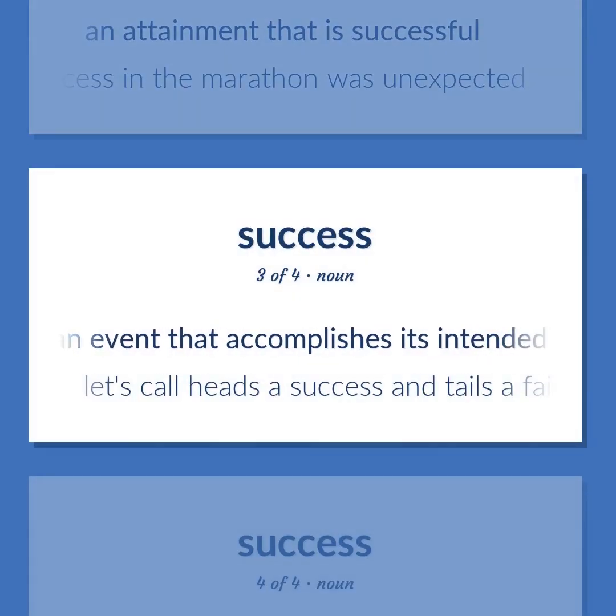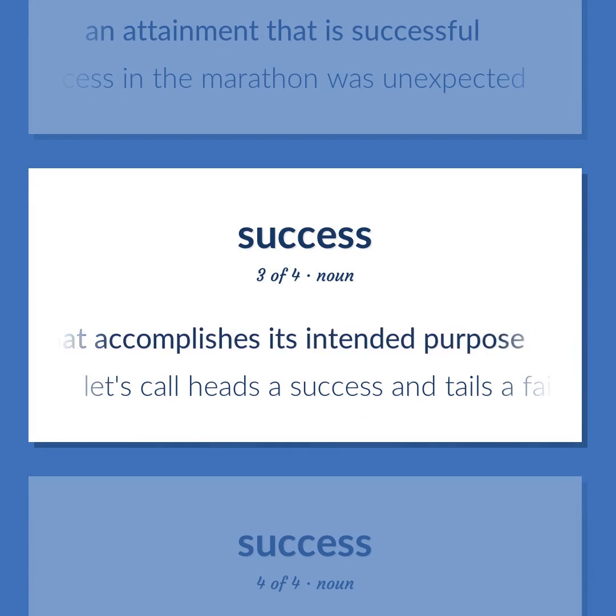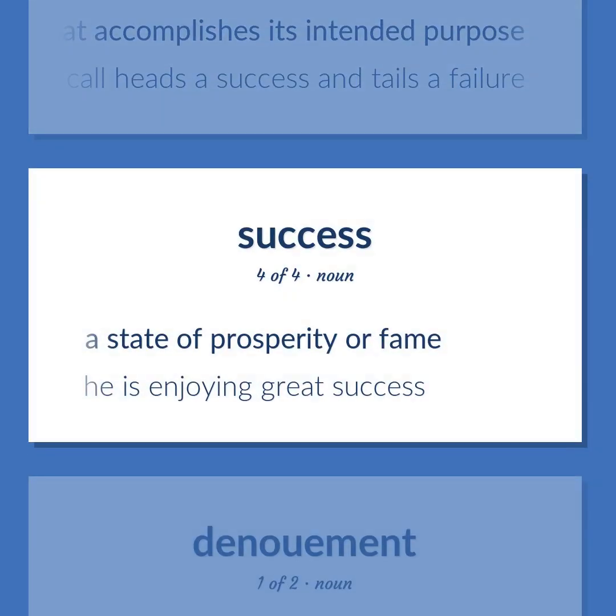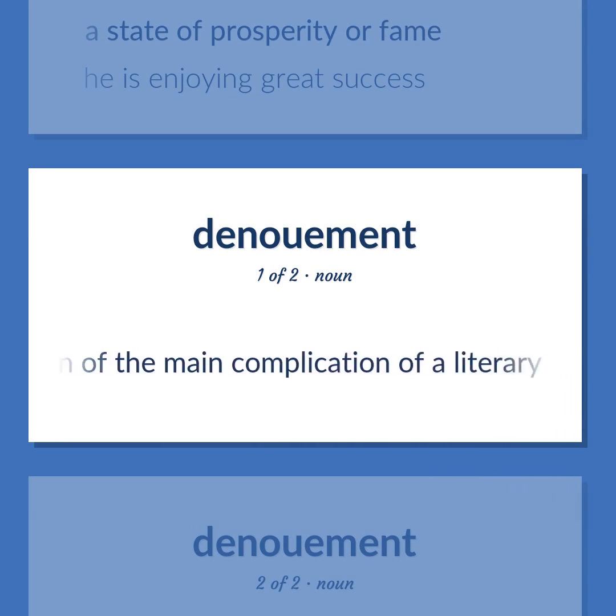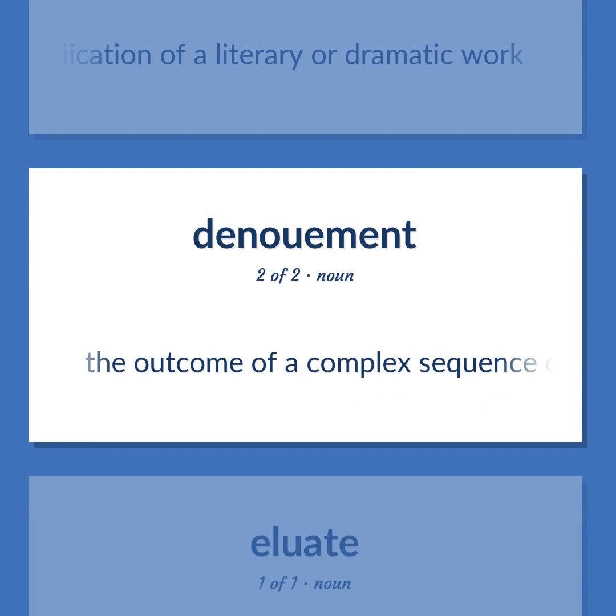An event that accomplishes its intended purpose. Let's call heads a success and tails a failure. A state of prosperity or fame. He is enjoying great success. The final resolution of the main complication of a literary or dramatic work. The outcome of a complex sequence of events.